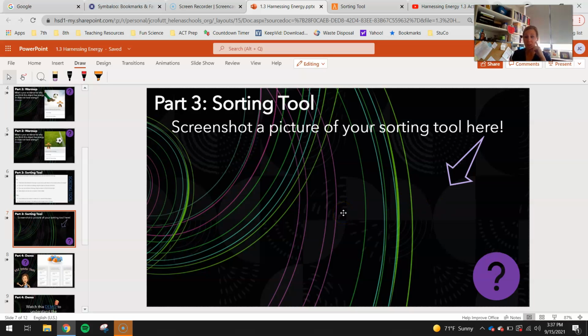If you're using something other than a Chromebook, you can use the snipping tool. So search for your snipping tool, hit new, click and drag what you need to screenshot, and then Control C copies it, Control V pastes it right here. Okay, so pause as you need to finish that section, and then we will move on to part 4.